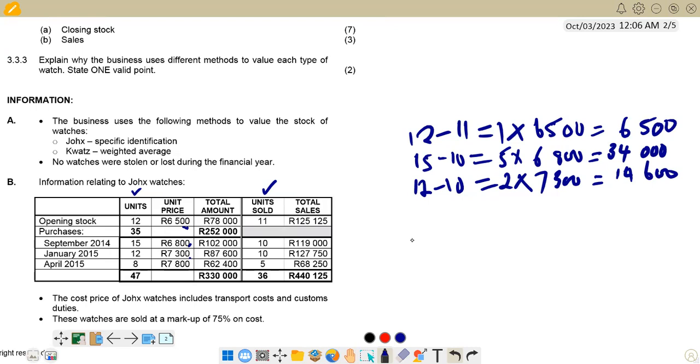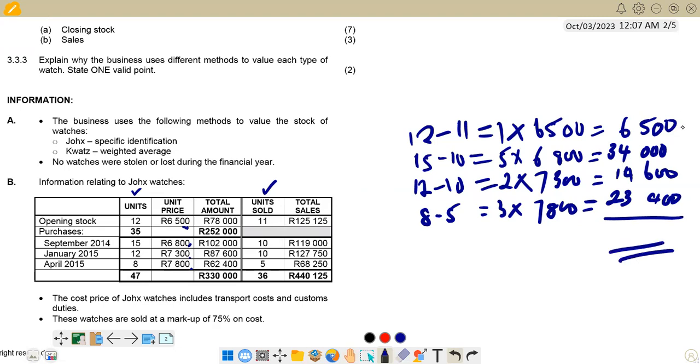Then on the last one, we have got 8 units, and out of the 8 units, 5 were sold, and then we have 3 remaining, and the unit cost is 7,800. So we say times 7,800. If you do that, you are going to get 23,400. Now you add the total to get the value of the stock that is left there.